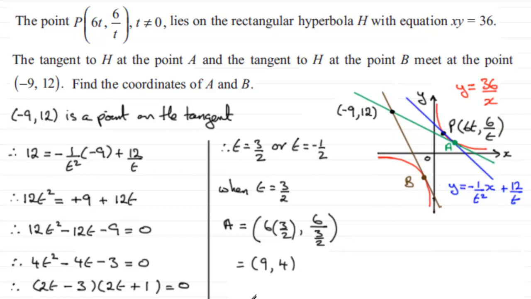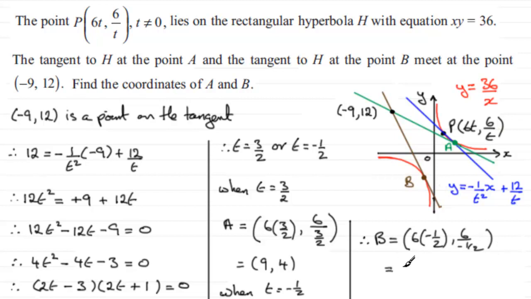And for B then, we've just got to say that when t equals minus a half, we'll come down here. Okay, when t equals minus a half, we therefore have that the coordinates of B are going to equal 6 times minus a half. We'll just show the working here. Okay, comma, and then 6 divided by t, 6 divided by minus a half. And so when we clean that up, we're going to have minus 3, and then for this one, minus 12. Okay, so there are coordinates for A and B.